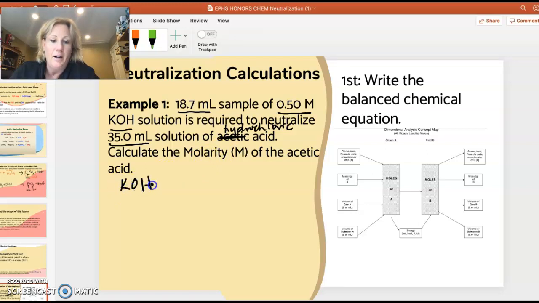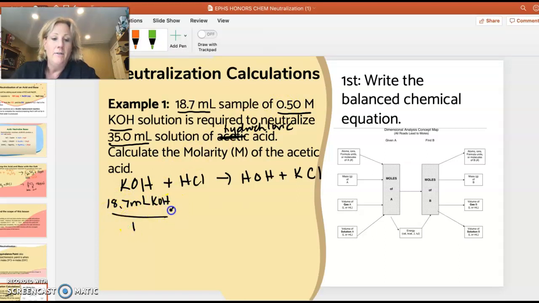So potassium hydroxide plus hydrochloric acid, double replacement. You know that it's going to make water, and then the salt is just going to be KCl in this case. So everything's balanced. Then I'm ready to do the stoich. And with the stoich, when you have all these numbers, you want to start with the volume. You never want to start with the molarity. So I'm going to start with the 18.7 milliliters of KOH.